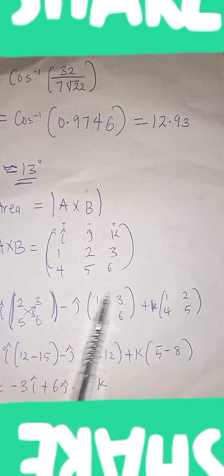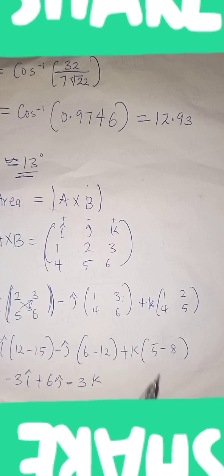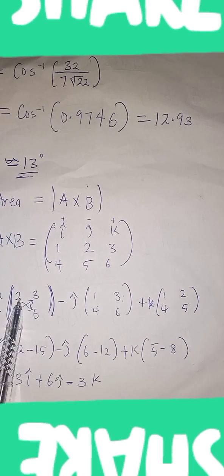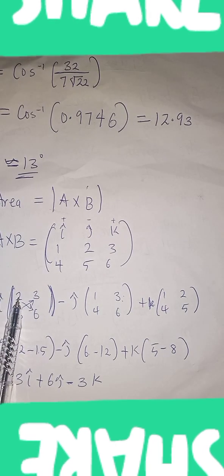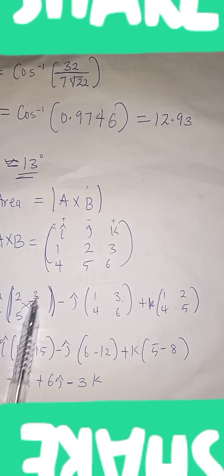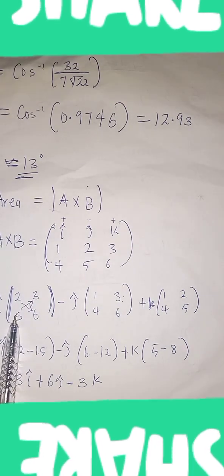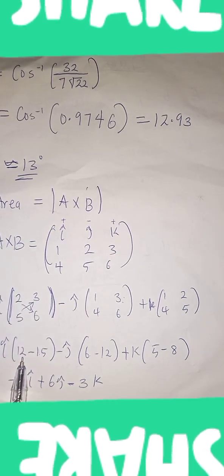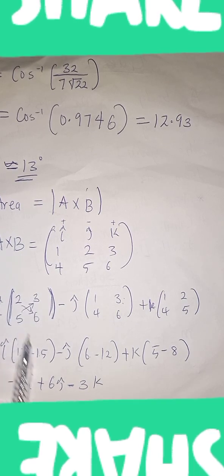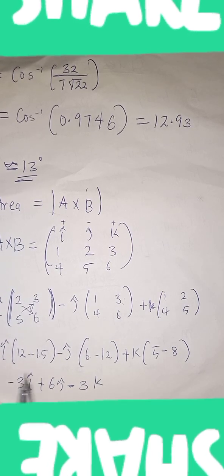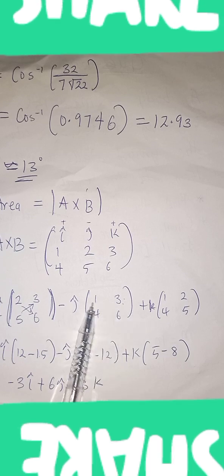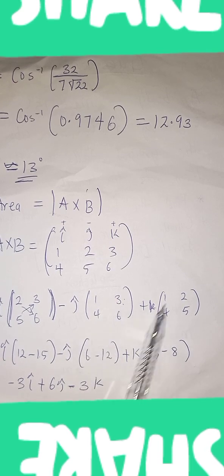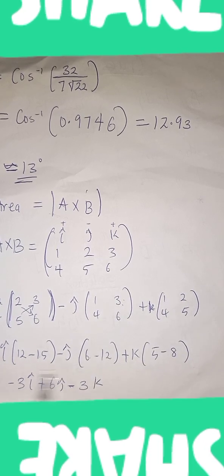Bring it here. Then the next thing, we'll cross multiply. We'll cross multiply the first one to the last one, then the second one to the third one. Then subtract the two from each other. Do the same for all. This times this, minus this times this, we're going to have this.